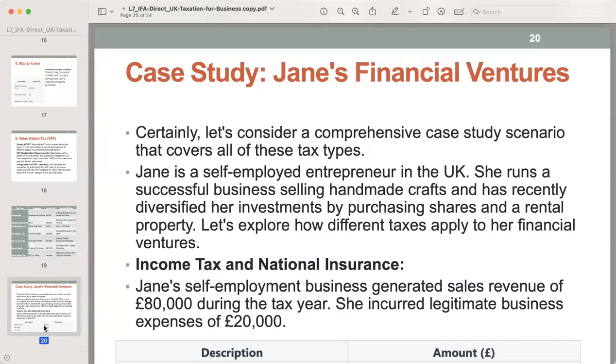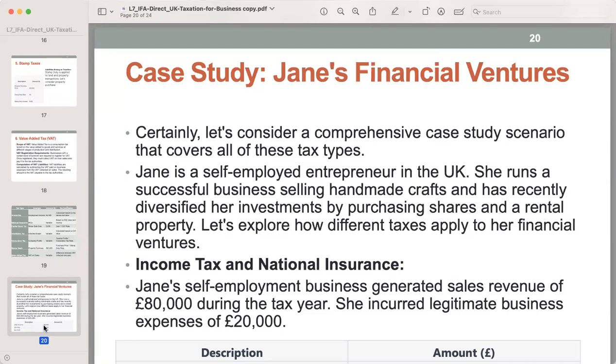So here, Jane's Financial, we're going to discuss a case study. Let's consider a comprehensive case study scenario that covers all of these tax types. Jane is a self-employed entrepreneur in the UK. She runs a successful business selling handmade crafts and has recently diversified her investments by purchasing shares and a rental property. So let's explore how different taxes apply to her financial ventures.